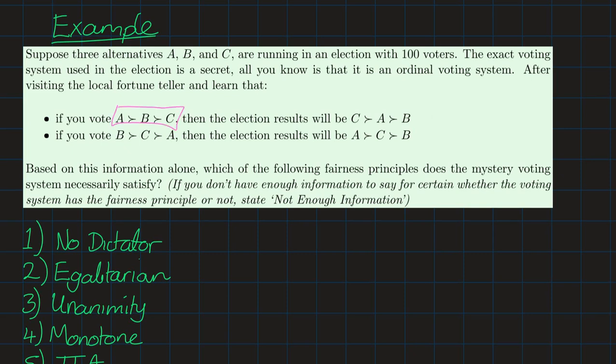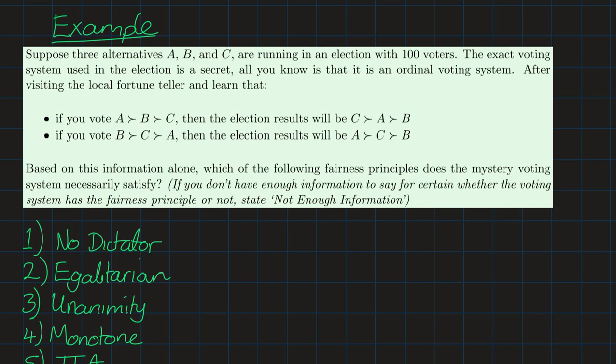You can vote A, B, C, and then the outcome will be C, A, B. Or you could vote B, C, A and the outcome would be A, C, B. But everyone else is unchanged. Based on this information alone, which of the following fairness principles does this mystery voting system satisfy? And if you don't have enough information to completely determine whether this voting system satisfies them, just say not enough information.